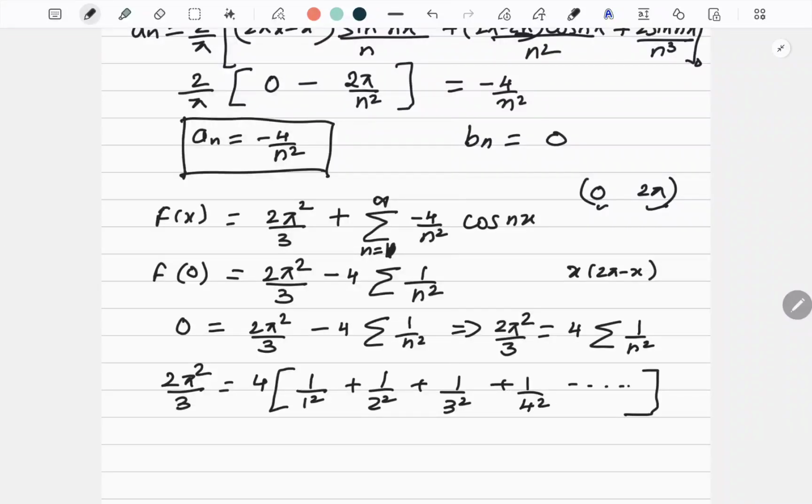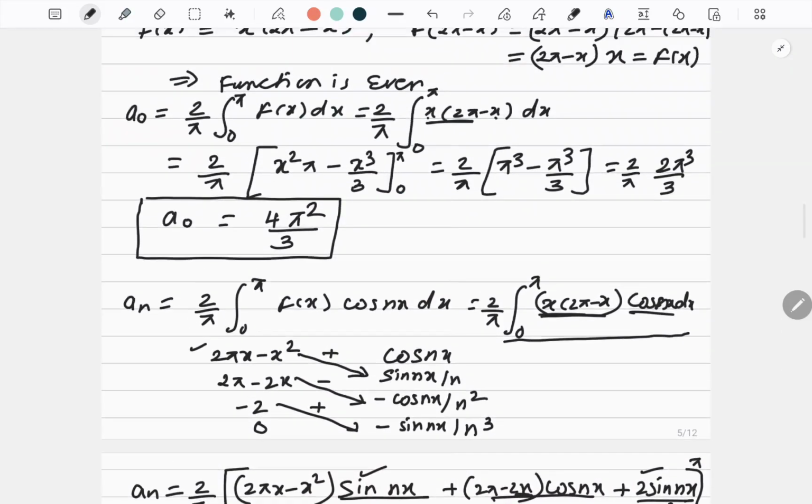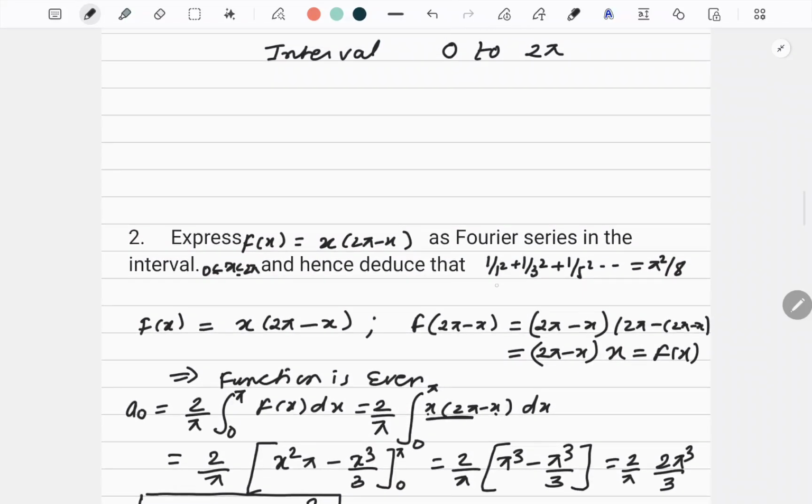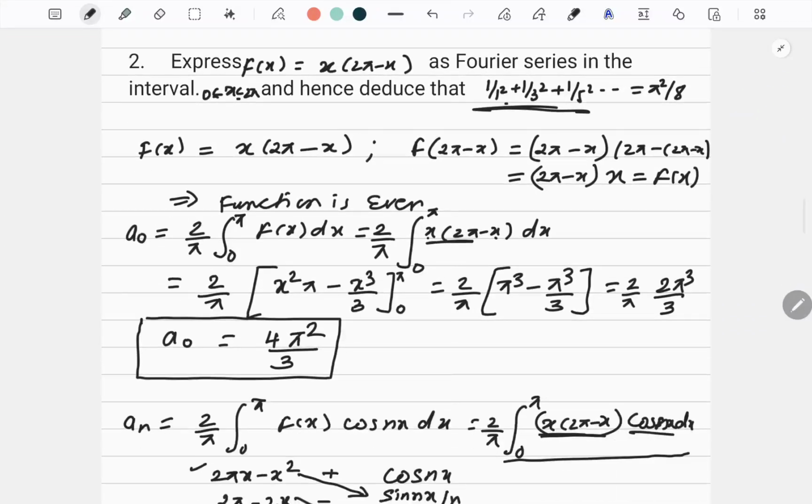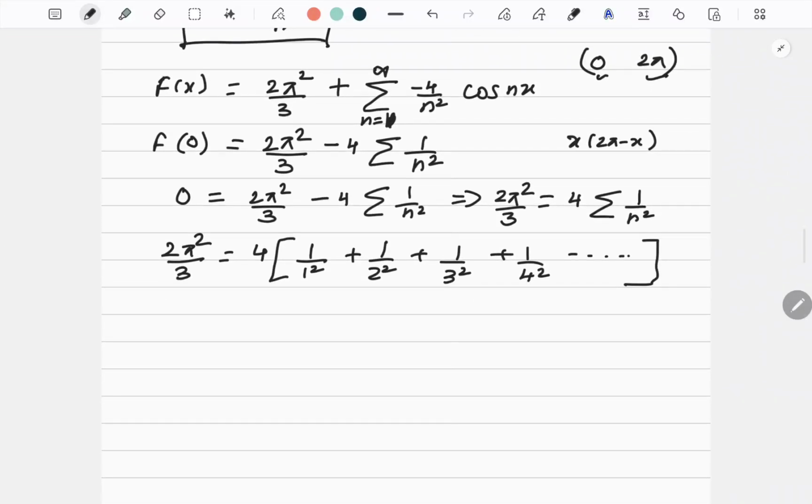But if you observe in the given question, I don't have all the terms. It has only odd terms. Even terms are not there. Okay, look at the question. If you see the series they are asking, it has only odd terms. So definitely this is not the series I am looking for.